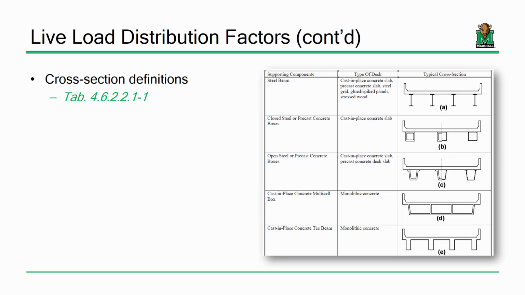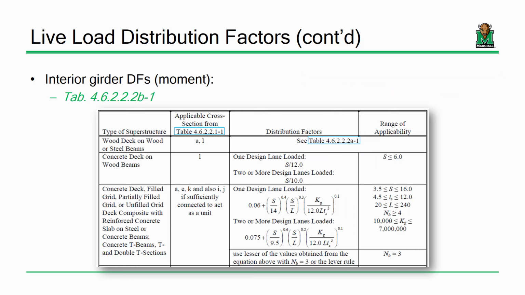So one of the first things that this section dictates is the different types of cross-sections that are applicable. So we're obviously dealing with cross-section A, a composite steel beam. But you could be dealing with open steel or precast concrete boxes, maybe a cast-in-place concrete multi-cell box, maybe a cast-in-place concrete T-beam bridge. Depending upon what cross-section you're dealing with, go to the table and then, okay, if I'm dealing with cross-section A, cross-section E, whatever, here's my distribution factors. Okay? Make sense? Everybody good on that?